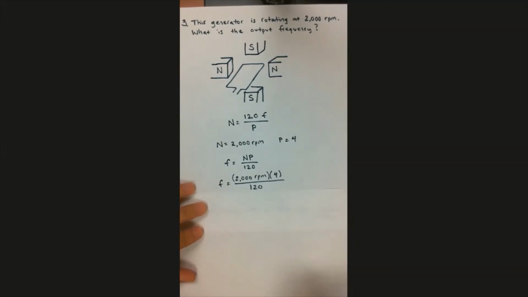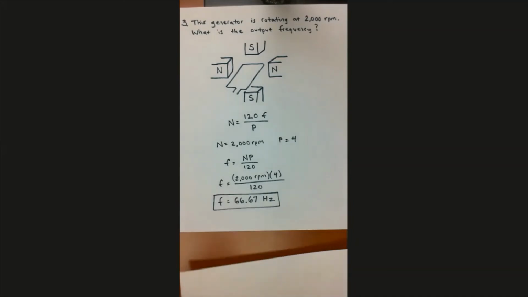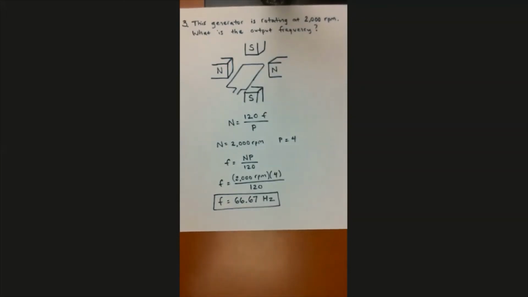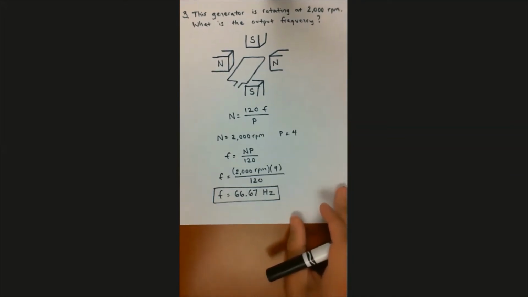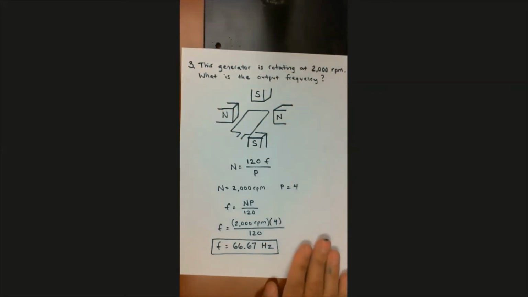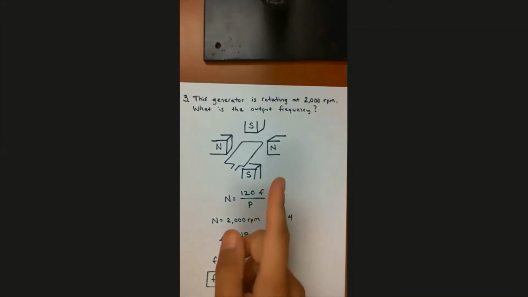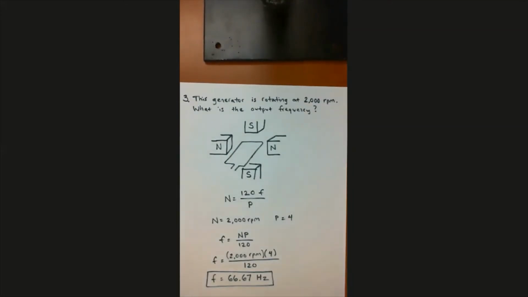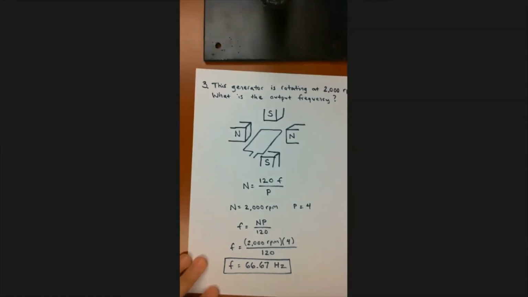Plug that into your calculator and you get the frequency is 66.67 hertz, which is not a very common output frequency at all. That's not a standard frequency that I've ever seen used on any type of system, but that's not really the point. The point is that if you had this generator right here and if you had 4 poles and it was spinning at 2000 RPM, then this is what you'd get. Your output frequency would be 66.67 hertz.